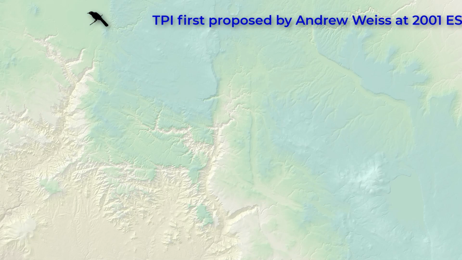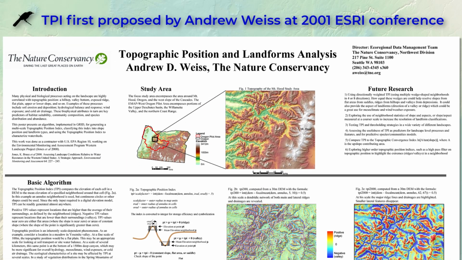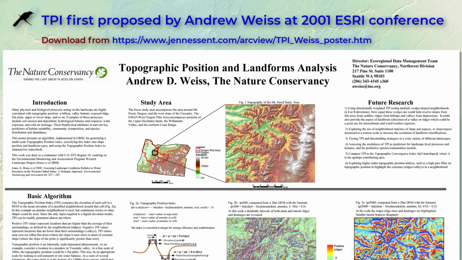Now, Andrew Weiss first presented this poster and introduced this concept at an Esri conference back in 2001. His poster also discusses some interesting alternative ways to calculate the difference between a cell's elevation and the elevation of its neighbors. And if you'd like to download this poster and take a look, please navigate to this address here. There's also links you can click on in the lab exercise document.